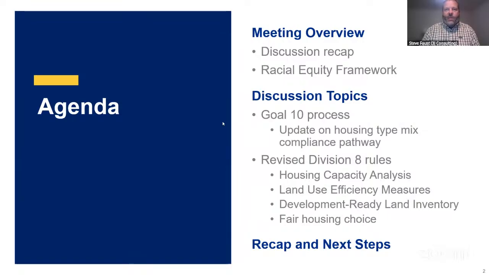And then we are going to review Oregon Administrative Rules Division 8, the stuff we've already talked about, but we're going to look at it a little more holistically. And that includes housing capacity analysis, land use efficiency measures, development ready land inventories, and fair housing choice.